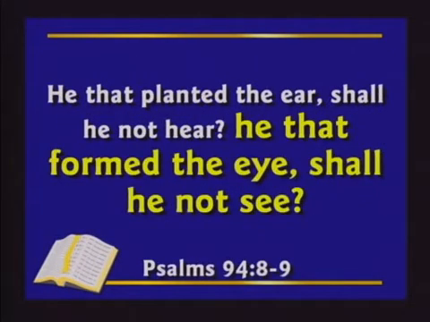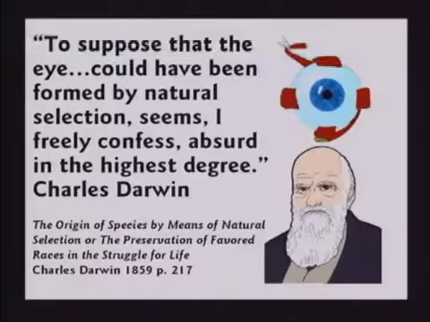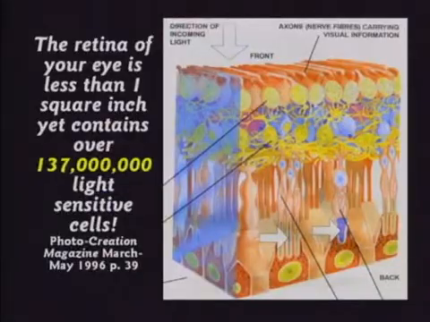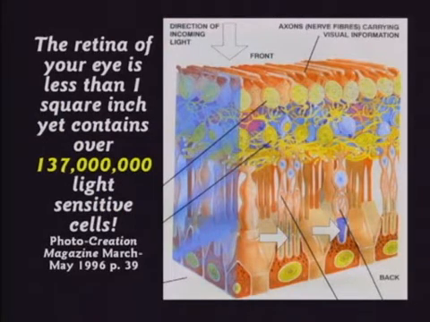The Bible says He formed the eye. Charles Darwin said in his book, to suppose that the eye could have been formed by natural selection seems, I freely confess, absurd. How can blind chance make a seeing eye? After saying this, Darwin went on for the next couple of pages to try to explain how he thought it might have happened. Anyway, he still believed it, but he said it was clearly absurd. The back of your eyeball is about 1 square inch. And yet it contains 137 million light-sensitive cells. How would you like to be the electrician to hook up 137 million connections in 1 square inch? My Heavenly Father did. He's pretty smart, ain't he?